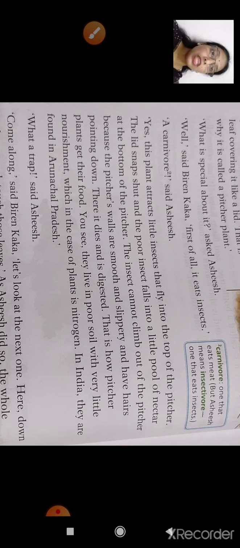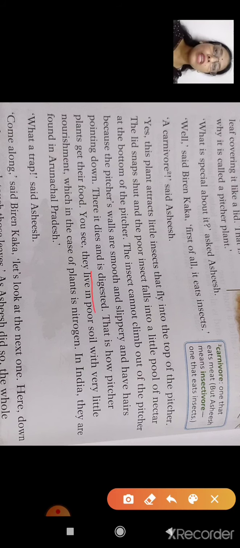The insect cannot climb out of the pitcher because the pitcher's walls are smooth and slippery and have hairs pointing downwards. Why can the insect not come out? There are two reasons. Because the walls of the pitcher are very smooth. The moment the insects want to come out, they slip down and they fall back again in the nectar. And the second thing, they also have hairs which are pointing downwards. What happens next? The insect dies. There it dies and is digested.